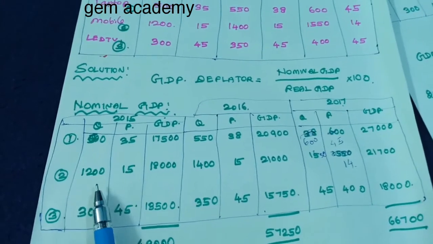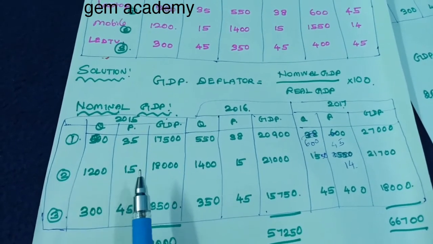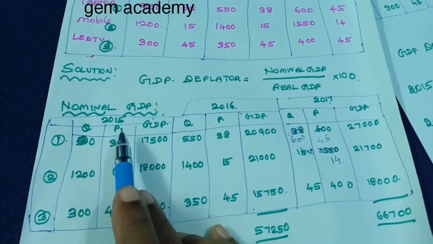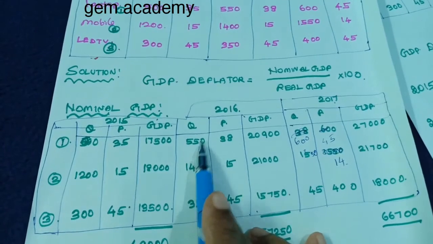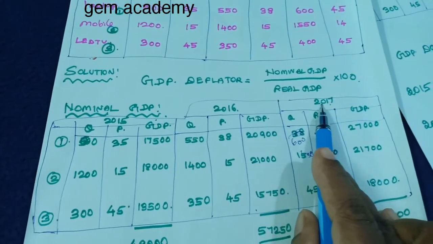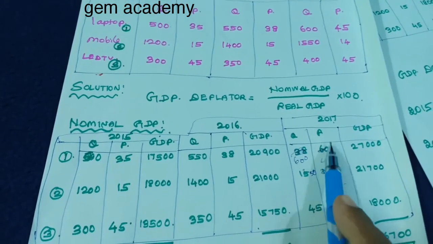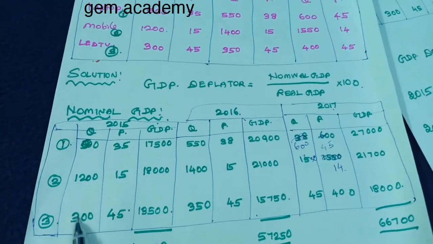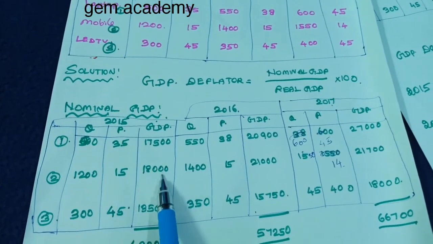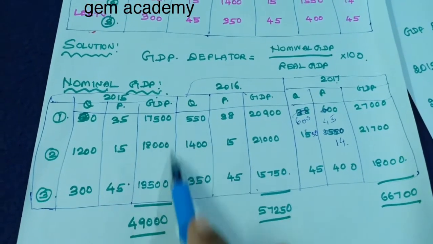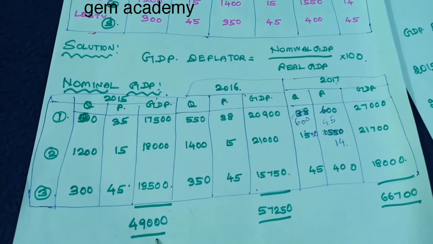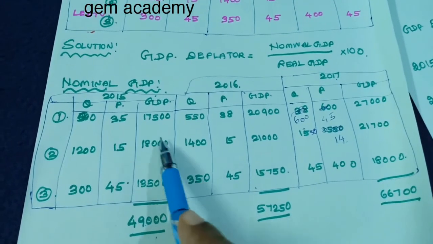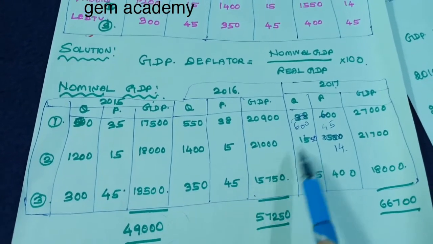For nominal GDP, we are multiplying the same quantity with the price in the same year. 2015 quantity, 2015 price. Here also 2016 quantity and 2016 price. And for 2017 quantity, 2017 price. We are multiplying all this. So multiplying these two, I am getting GDP. Total GDP, adding 17,500, 18,000, 13,500, we are adding all these three and getting 49,000.